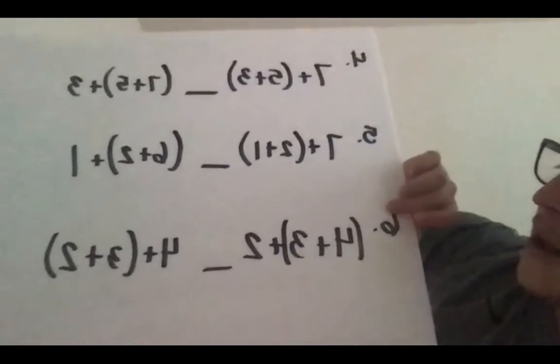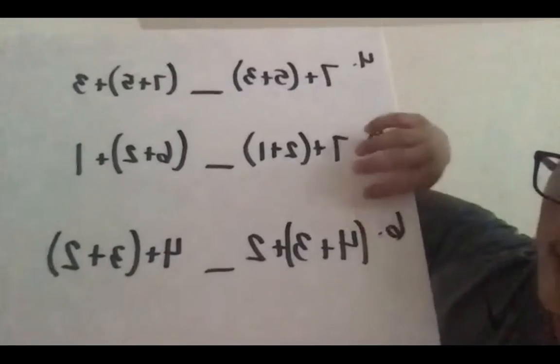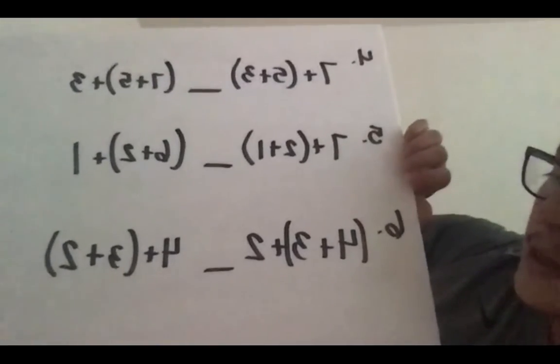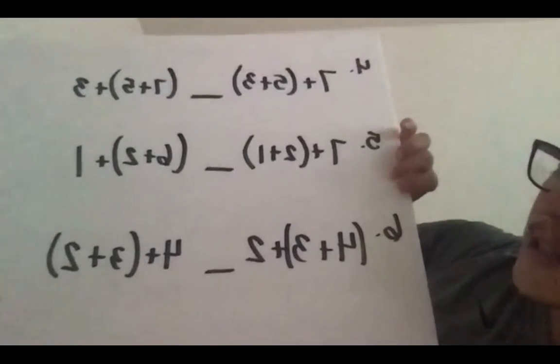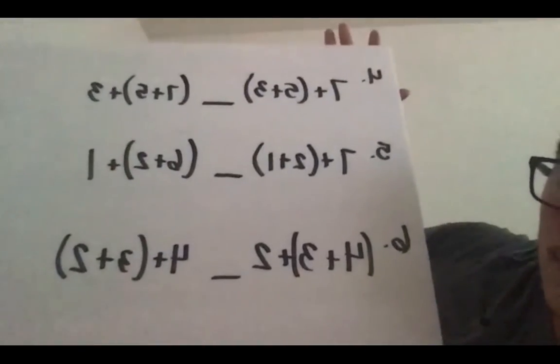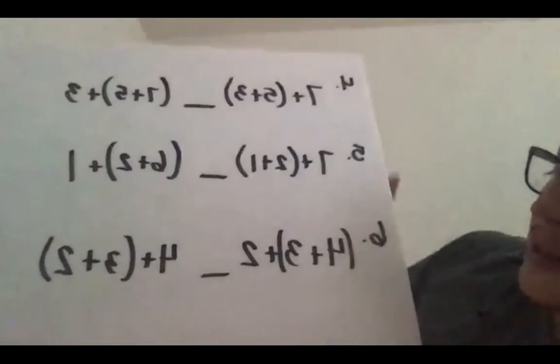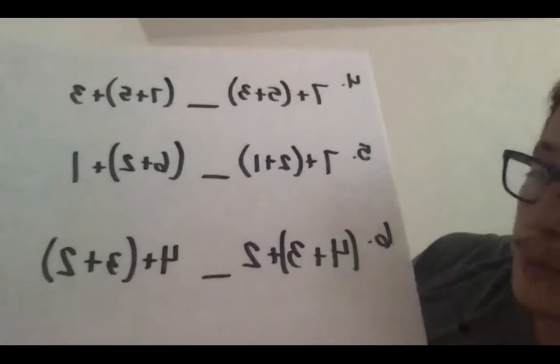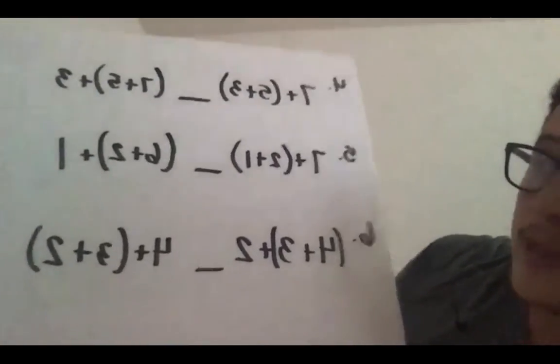So lastly, I grouped 4 plus 3 together and then added 2 at the end. Is this equal to having 4 on the side and then grouping 3 plus 2 together? Yes, exactly. They're the exact same numbers. I'm just grouping 4 plus 3 in one of them, 3 plus 2 in the other one. Good. You guys did great.